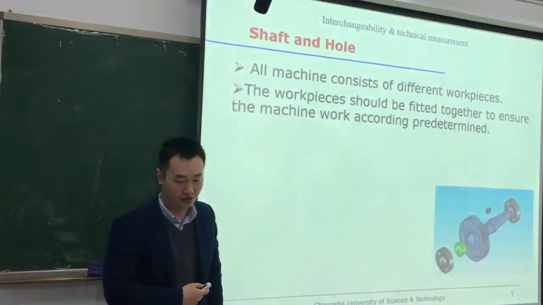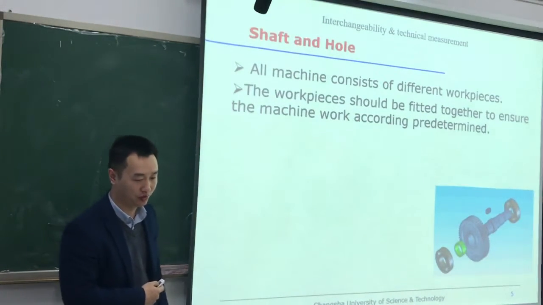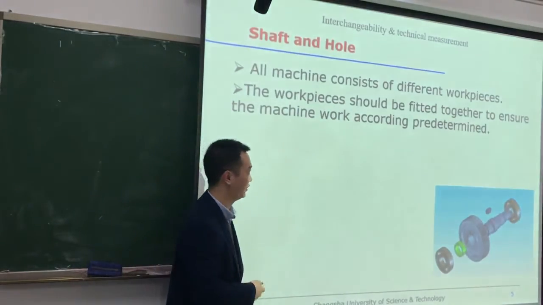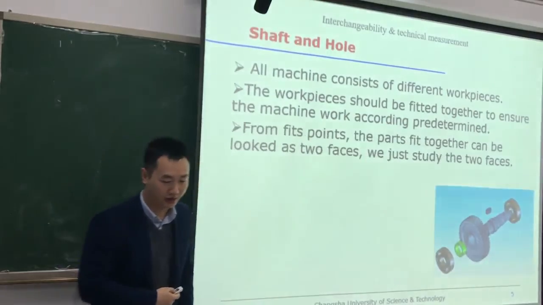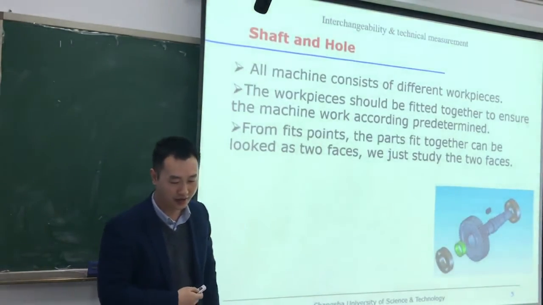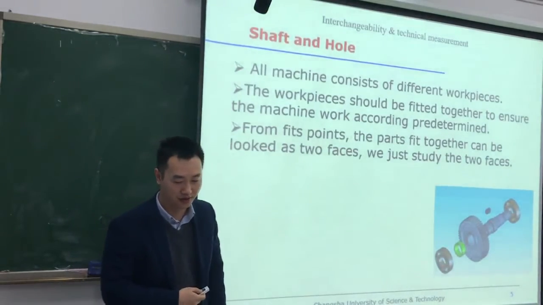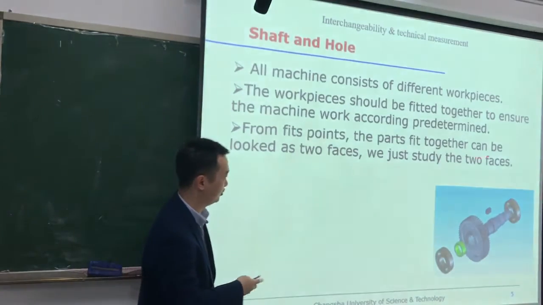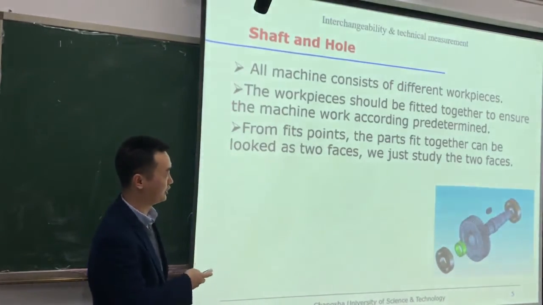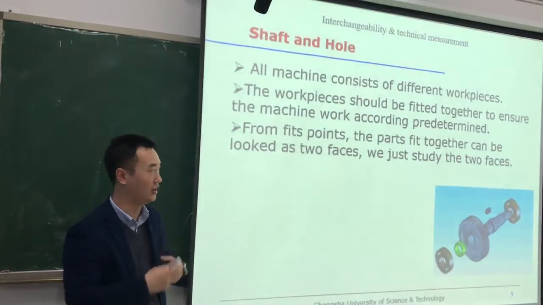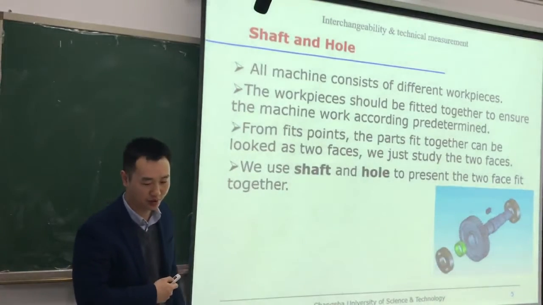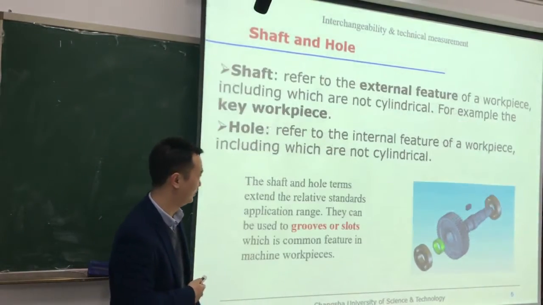The workpieces should be fitted together to ensure the machine works according to what is predetermined. And from the fit point of view, the parts fitted together can be looked at as two faces. When fitted together, they can always be seen as two faces. And we use the shaft and the hole to represent the two faces fitted together.